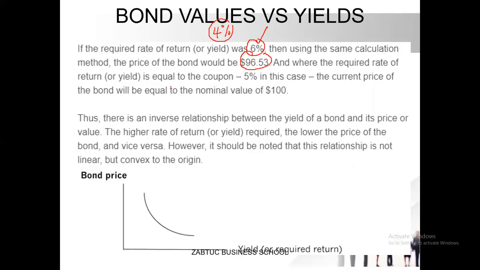And where the required rate of return is equal to the coupon rate of 5%. Remember, the coupon rate of this bond, the rate based on which interest was paid, was 5%. So if the yield or the required rate of return by the investors is also 5%, what will happen? When we discount the cash flow this time, what are you going to get? You're going to get 100.